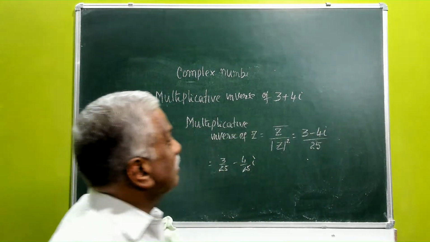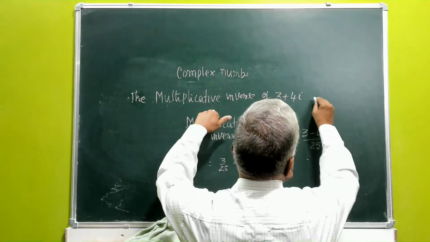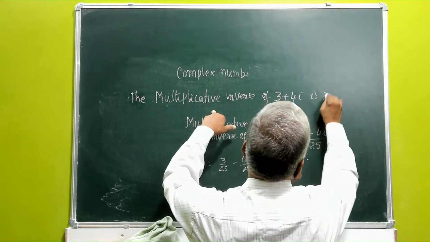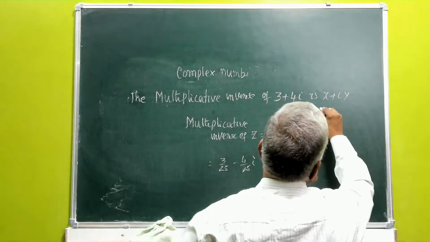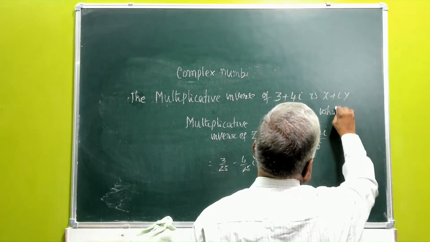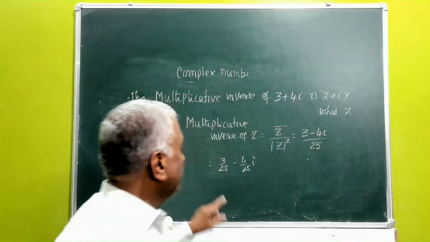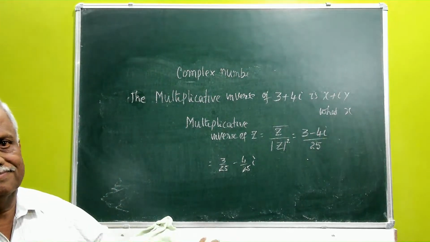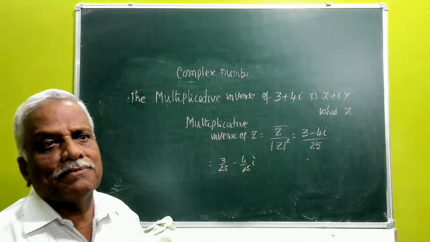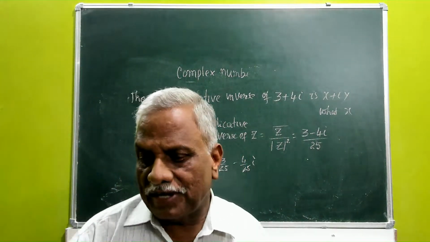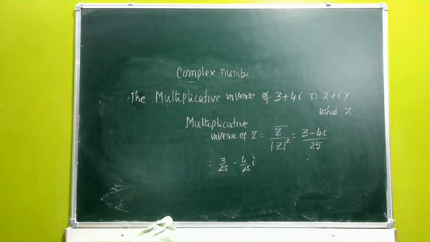Sometimes they play other games also. The multiplicative inverse of 3 plus 4i is x plus iy. What is x? They will not ask y also. So you should write it as 3 by 25. So these are the games played by the examiners. If you are aware of this, absolutely there is no problem. You can work any problem.